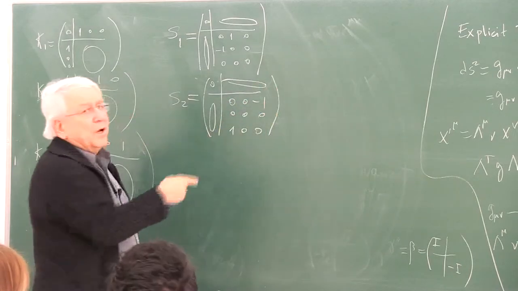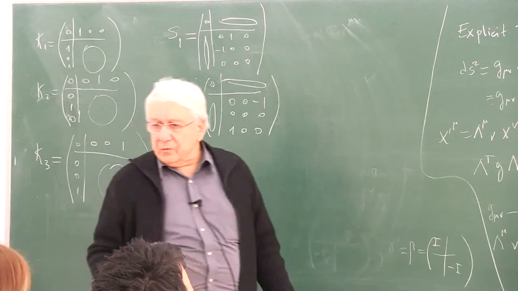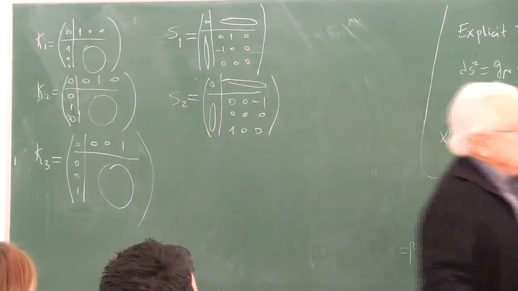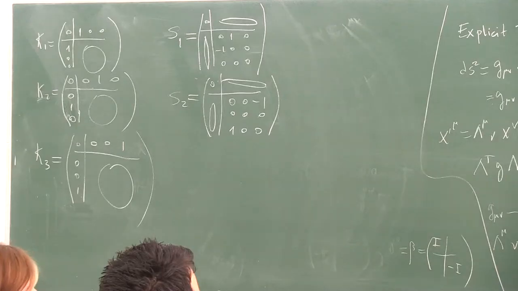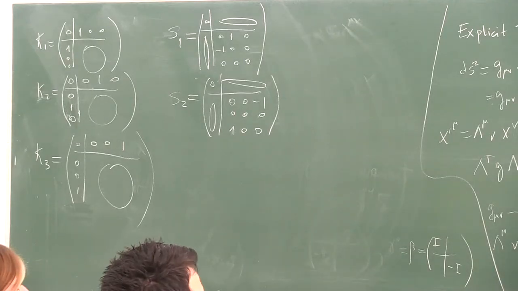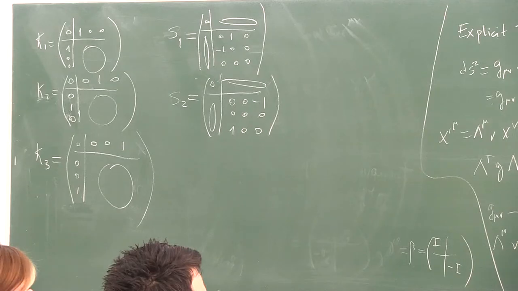I could have defined the minus of it as S2, doesn't matter, right? Because it's a convention which I'm introducing in here. 1-3, I said let's use the cyclicity, so I put a minus sign in here, therefore the S2 should have a minus in there, plus in there.